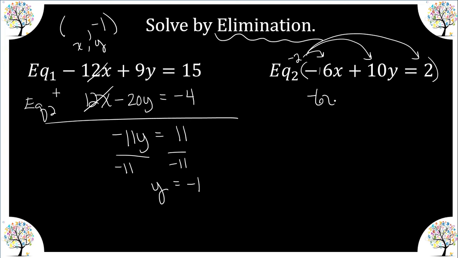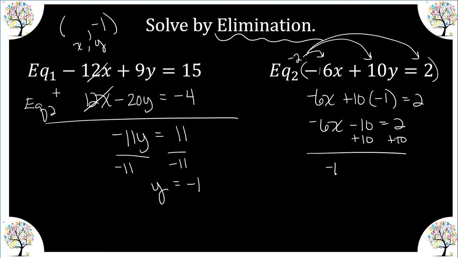So we have negative 6x plus 10, plug in negative 1 for y. I multiplied 10 times negative 1. Now we're isolating x. And the x coordinate is negative 2. So we have negative 2 comma negative 1.